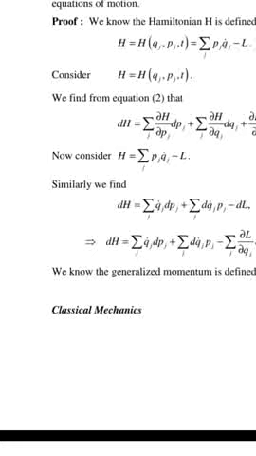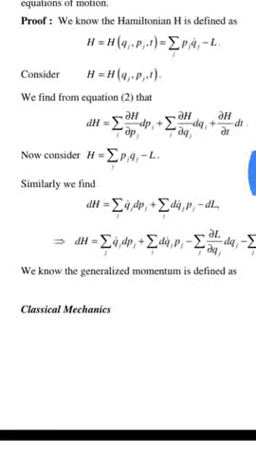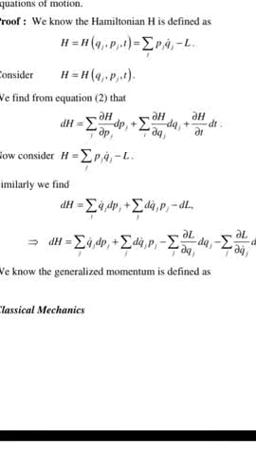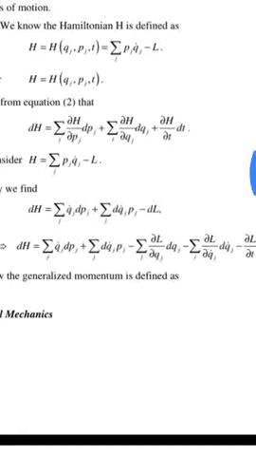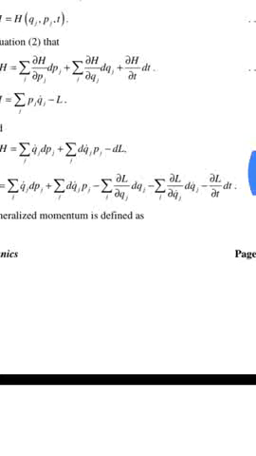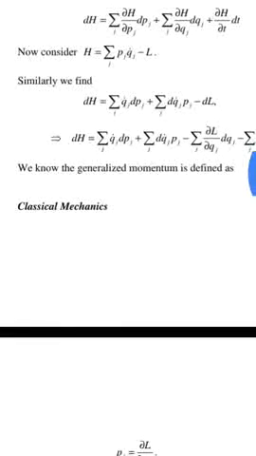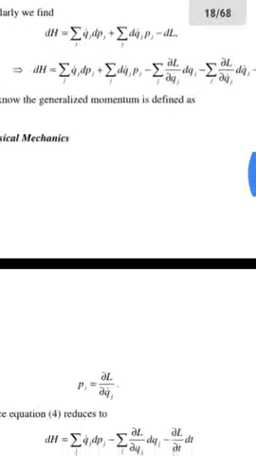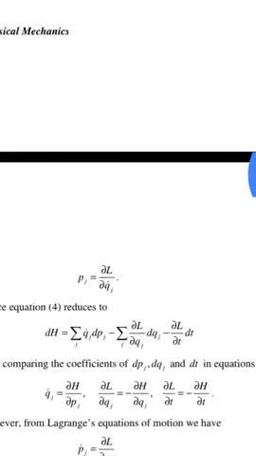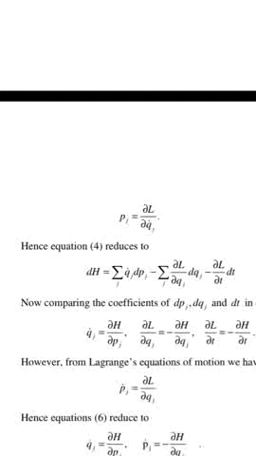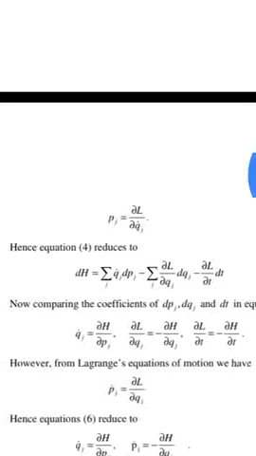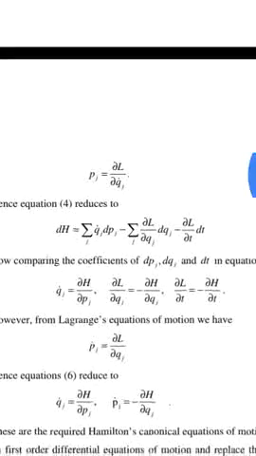Now consider H is equal to summation of pj qj dot minus L. Similarly, we find dH is equal to summation of qj dot dpj plus summation of dqj dot pj minus dL, which is summation of qj dot dpj plus summation of dqj dot pj minus summation of partial L by partial qj dqj minus partial L by partial qj dot dqj dot minus partial L by partial t dt. We know the generalized momentum is defined as pj equal to partial L by partial qj dot. Hence, equation 4 reduces to dH equal to summation of qj dot dpj minus partial L by partial qj dqj minus partial L by partial t dt.